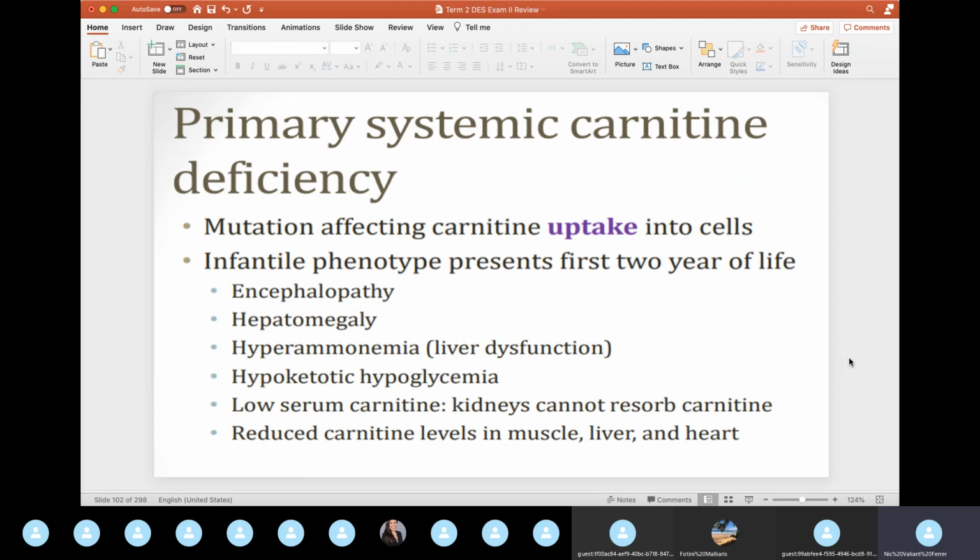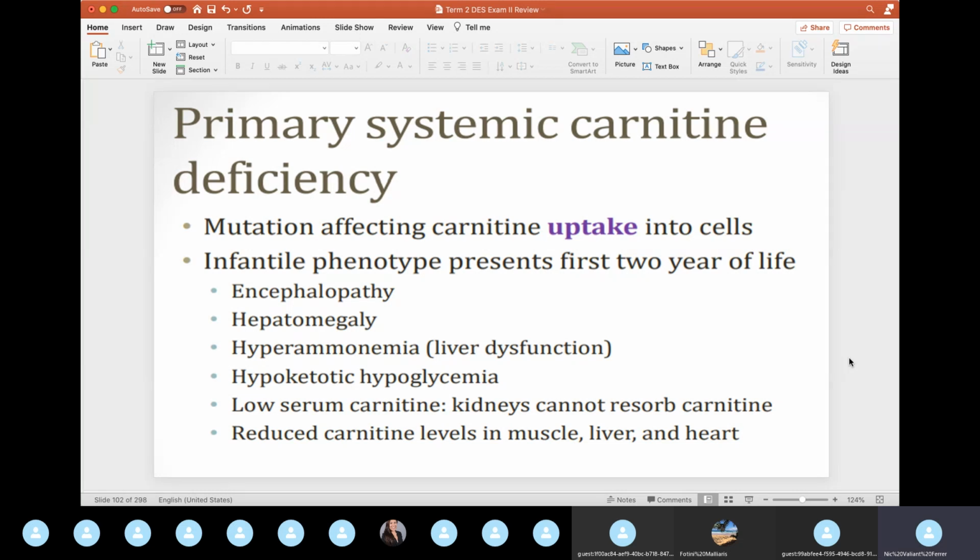So the questions are going to be clinical. What happens if you have primary systemic carnitine deficiency? So you have a mutation that affects carnitine uptake. What can you see? Everything is enlarged. Hepatomegaly, encephalopathy. You have hyperammonemia. Right? You have low serum carnitine. You have hypoketotic hypoglycemia. You have a decrease in blood sugar. However, you have no increase in ketones.